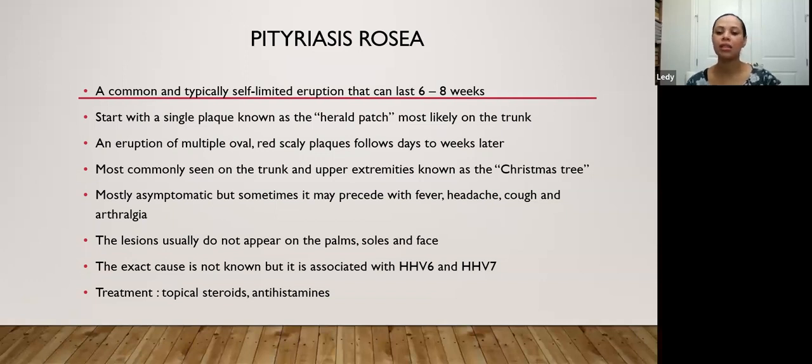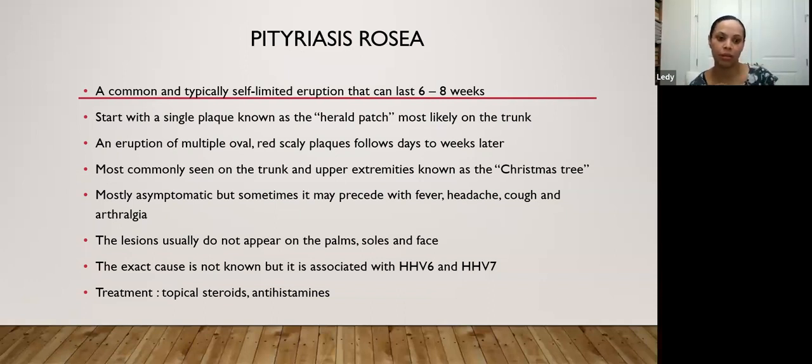I always ask, how did this start? If they tell me, oh, here's the mother, that one big one over there, the herald patch, and then other ones started to appear around the torso and the arms, then I start thinking, oh, Pityriasis rosea. With Pityriasis rosea, you're really not going to see a lot on the legs. You're going to see it mostly in the upper extremities, the torso, and the back. And in the back, when you see a lot, that's what we call the Christmas tree.